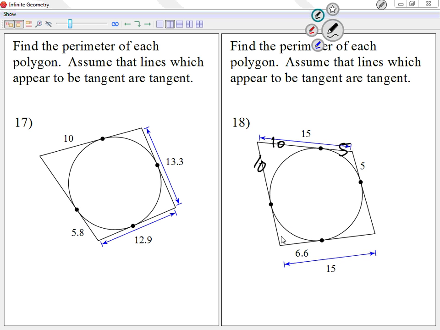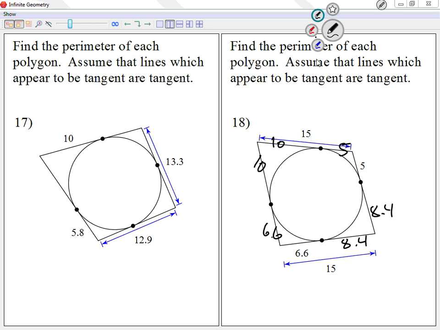If I look at the bottom, I'm going to call this little side 6.6, because I know it has to be the same as this. Now on this other corner, I'm going to call this side 8.4. The way I came up with 8.4 is I had 15 subtract 6.6. So this is 8.4. I'm going to say this other side right here is 8.4.